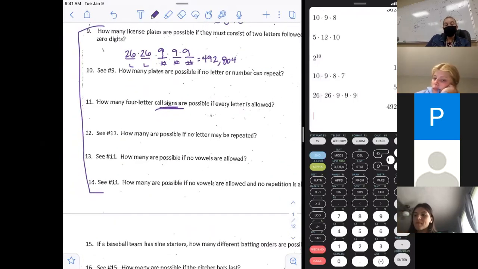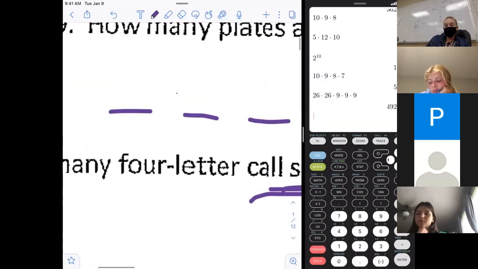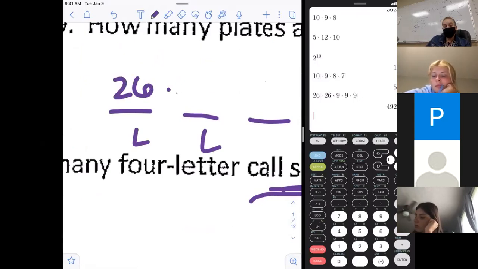Okay, very similar for the next one. It says C number 9, so it's the same situation. 2 letters, 3 non-zero digits. But now it says no letter or number can repeat. So what would my letters be? How many options do I have for the first letter? 26. Good. And then I can't repeat the one that I picked. So how many options do I have for the second one? 25. Very good.